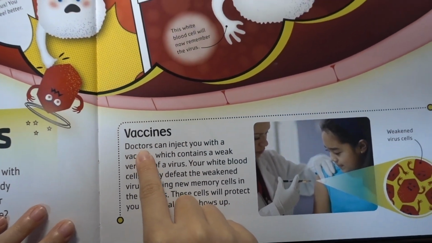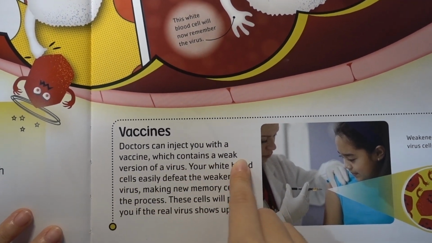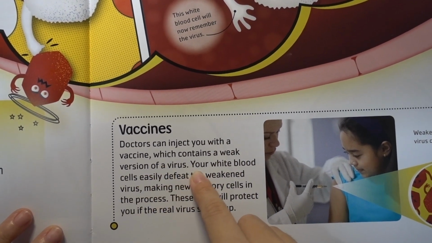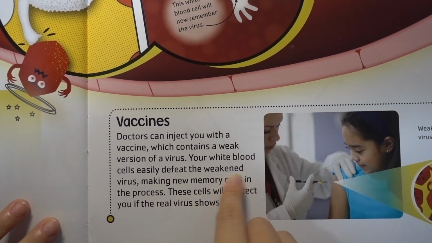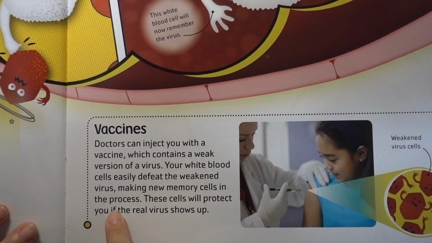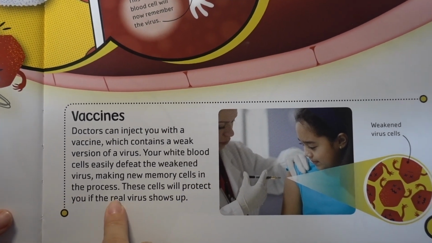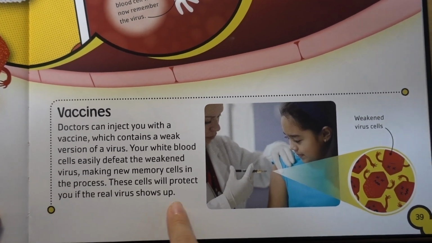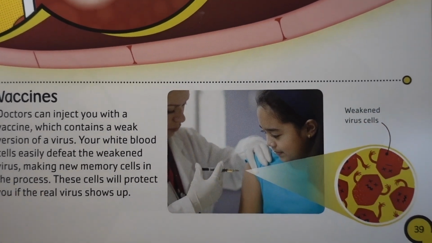Vaccines. Doctors can inject you with a vaccine which contains a weak version of a virus. Your white blood cells easily defeat the weakened virus, making new memory cells in the process. These cells will protect you if the real virus shows up. Weakened virus cells.